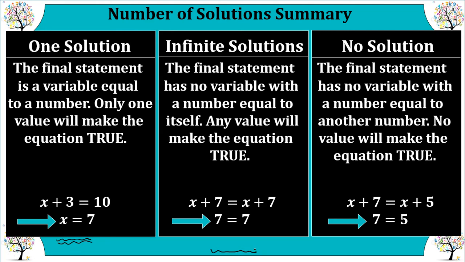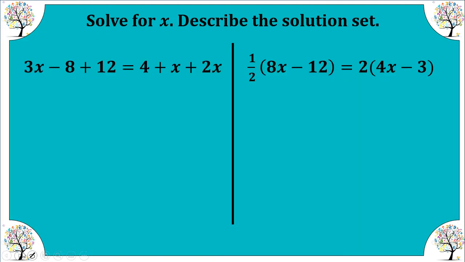And then finally, when we have no solution, the variables cancel and we end with a false statement, such as 7 equals 5. This indicates that there is no solution to this equation. The left side will never equal the right side. So let's practice a few of these and describe the solution set as either having one solution, no solution, or infinite solutions. This is just the infinity sign.